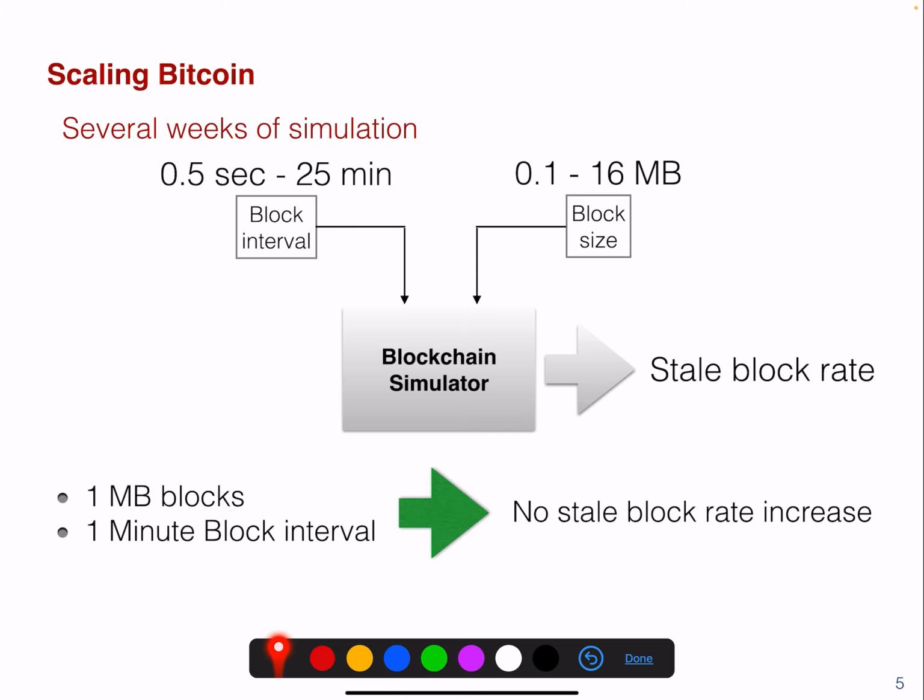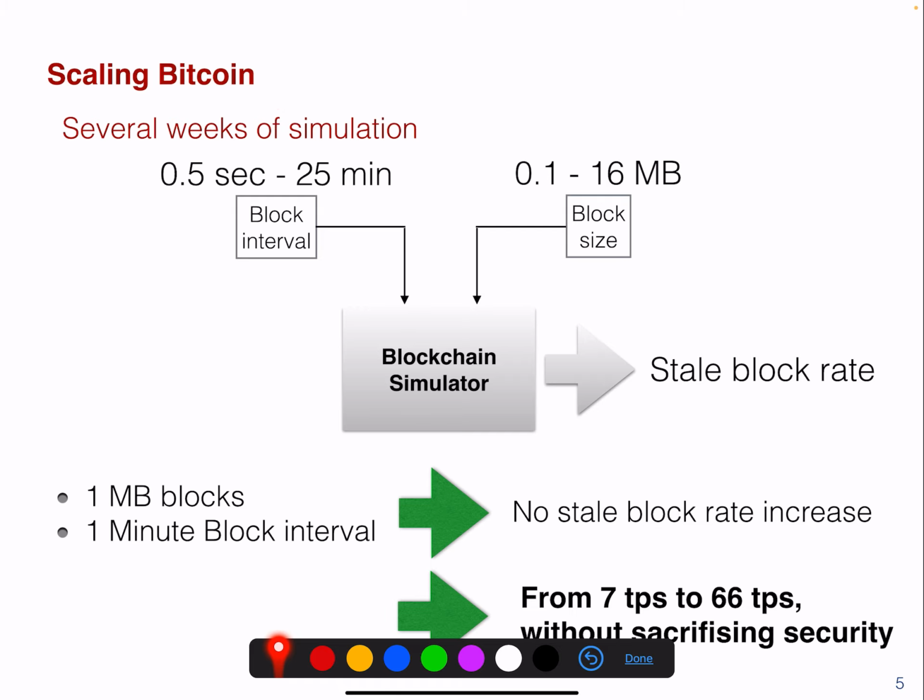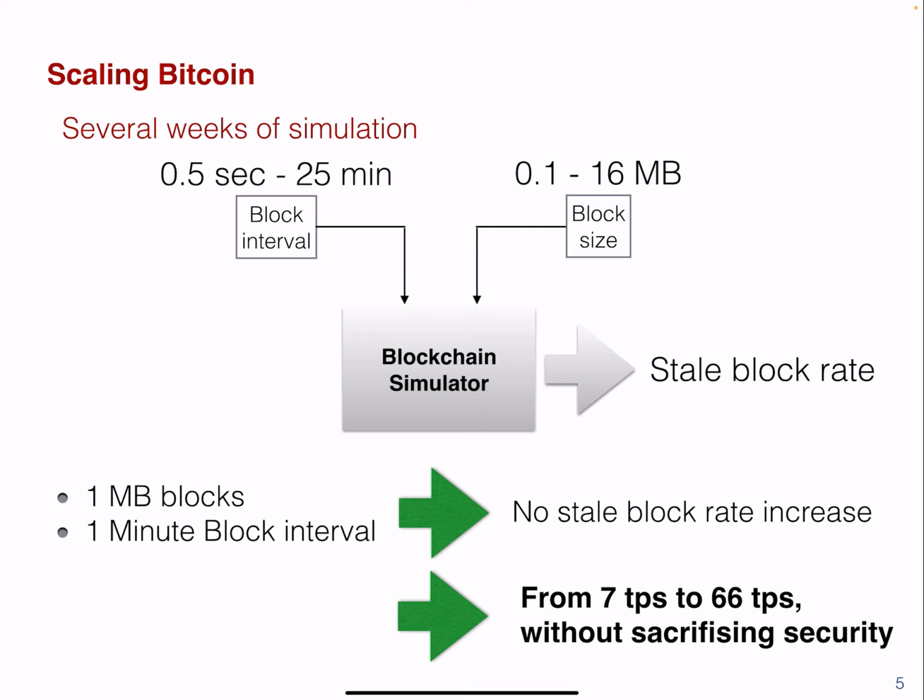And what we found, just as an example, is that at 1 megabyte blocks and a 1 minute block interval, there's no stale block rate increase when compared to the standard Bitcoin network, right? So that's why the question is, how can you scale Bitcoin? If you only look at the stale block rate, then you could say you could go from 7 transactions per second to roughly 66 transactions per second without sacrificing security, which is in itself quite an interesting result.